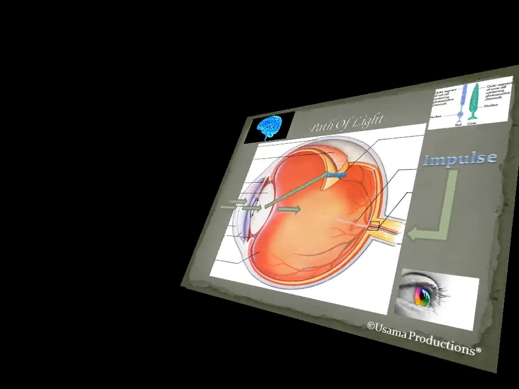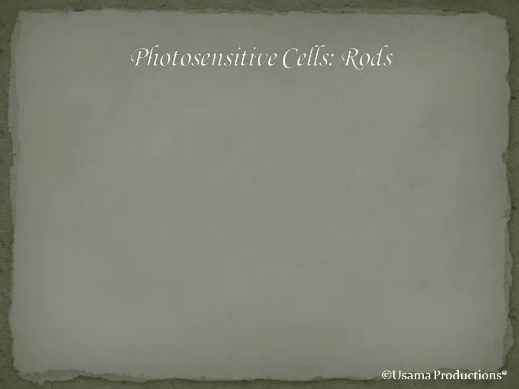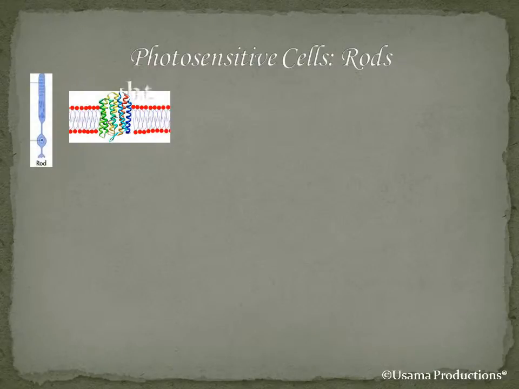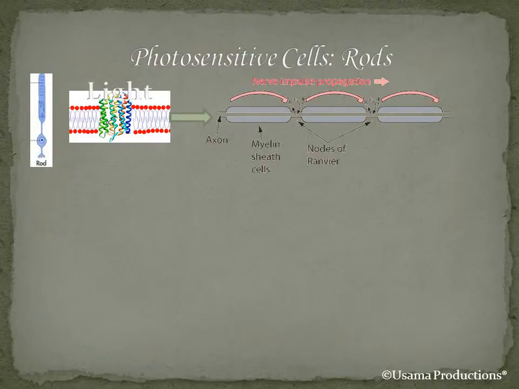Now, we'll discuss photosensitive cells. The first type which we'll discuss is rods. Rods contain a pigment called rhodopsin. When light falls on rhodopsin, it breaks for generating a nerve impulse. In the absence of light, the breakdown products are, again, converted into rhodopsin.